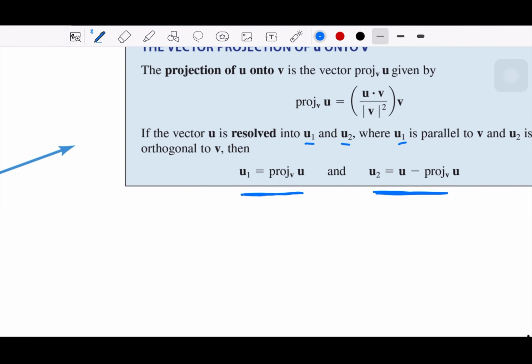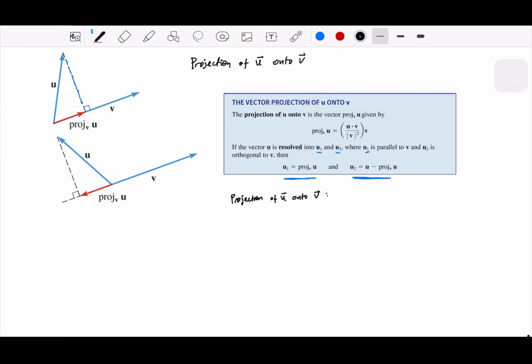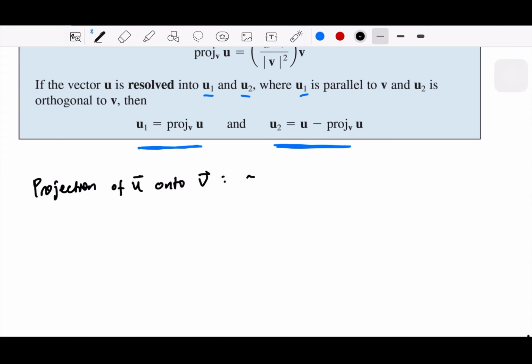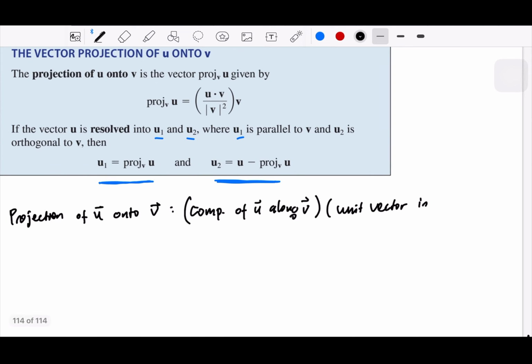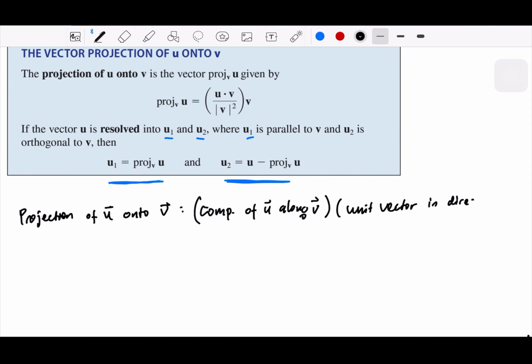Or we could think the projection is actually the component of u along v multiplied with the unit vector in the direction of v. Okay.